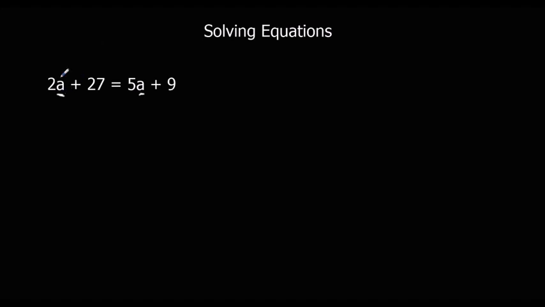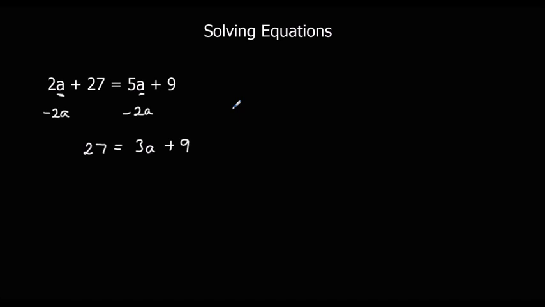So we've got 2a and we've got 5a, so the smallest one is 2a. So I want to get rid of the 2a. I'm going to do that by taking 2a away from both sides of the equation. On the left side I'm going to take away 2a, and on the right side I'm going to take away 2a. On the left now, 2a minus 2a is cancelled out, so I've got 27. And on the right side I've got 5a minus 2a. 5a's take away 2a's, that's 3a's, and I've still got this plus 9.